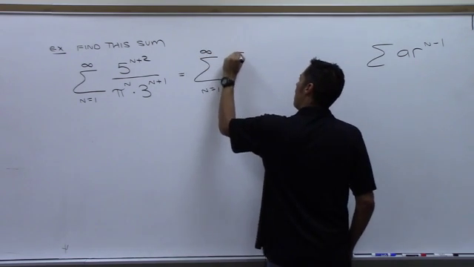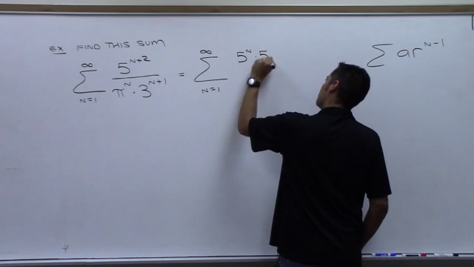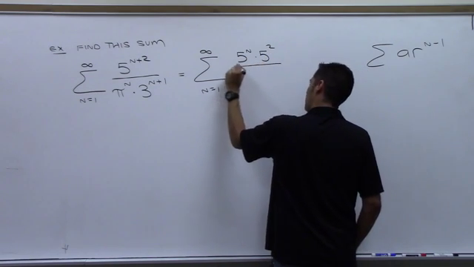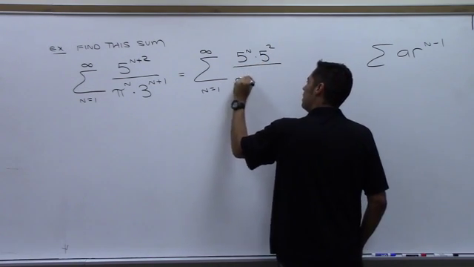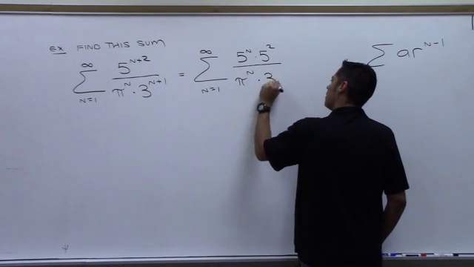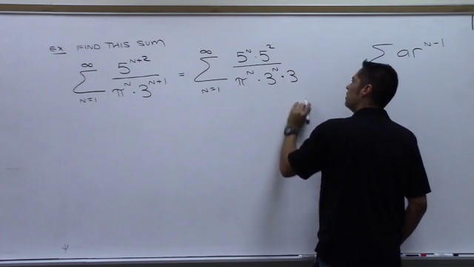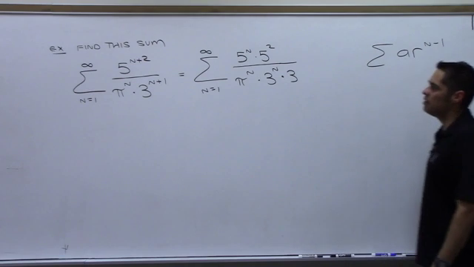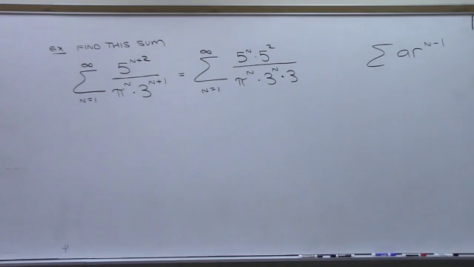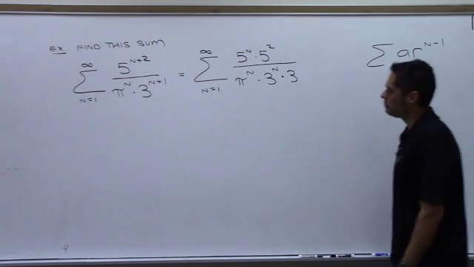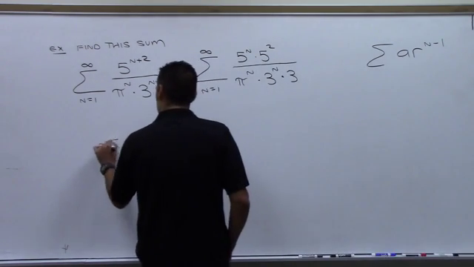You want to make that 5 to the n times 5 squared. And then you want to make that pi to the n and then 3 to the n times 3. Does everyone agree that we could do that? Properties of exponents there? Questions? See if you buy this.